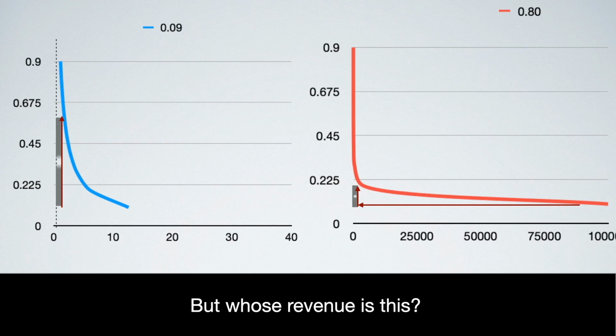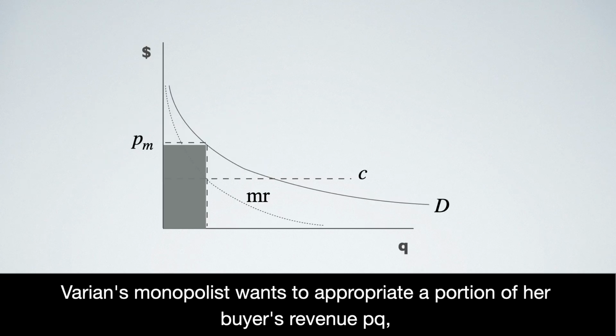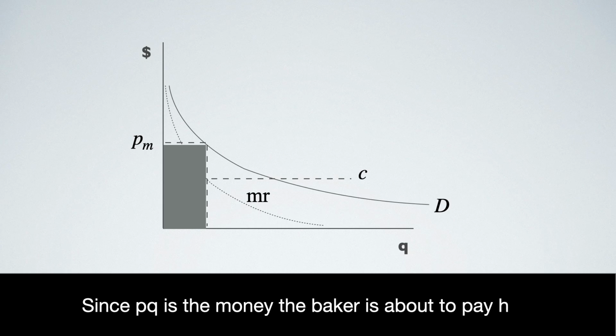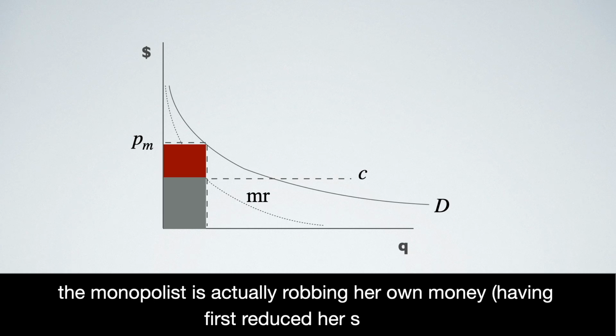But whose revenue is this? The foolish monopolist. Varian's monopolist wants to appropriate a portion of her buyer's revenue PQ. But PQ is not the baker's revenue from buying eggs, let alone his profit. Since PQ is the money the baker is about to pay her, the monopolist is actually robbing her own money, having first reduced her stash. The foolish monopolist too.